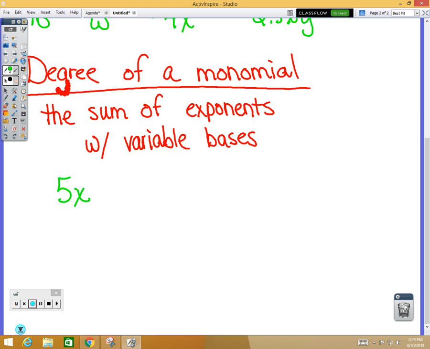Our first example is the monomial 5x. So technically the 5 has an exponent of 1 and the x has an exponent of 1. But we are only looking at the variables, what the exponent is for the variable. And since 1 doesn't show up, we need to know that it's a 1. So the degree is 1.